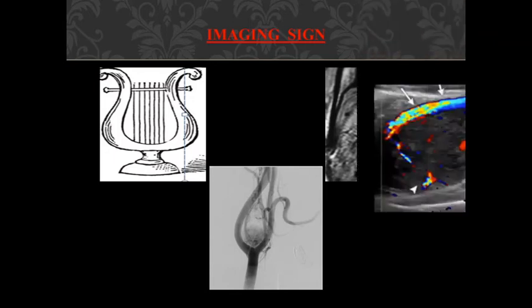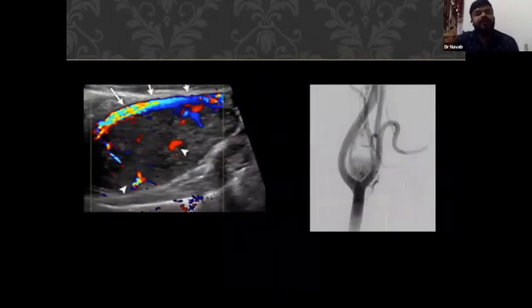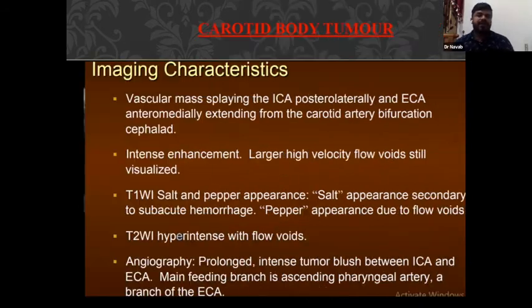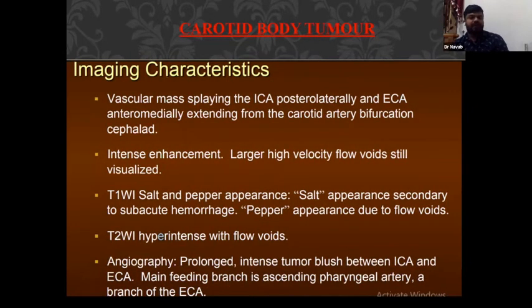Yeah. Very good. Okay. So this is an ultrasound image. You can clearly see that the external carotid artery is placed anteriorly, and this is another sign of the Lyre sign. Okay. So the imaging characteristics you already told: T2 hyperintense with the flow voids. This salt and pepper appearance is classically described in the T1 weighted image. Sometimes we will see it in the T2, but it's classically described in the T1 weighted image.